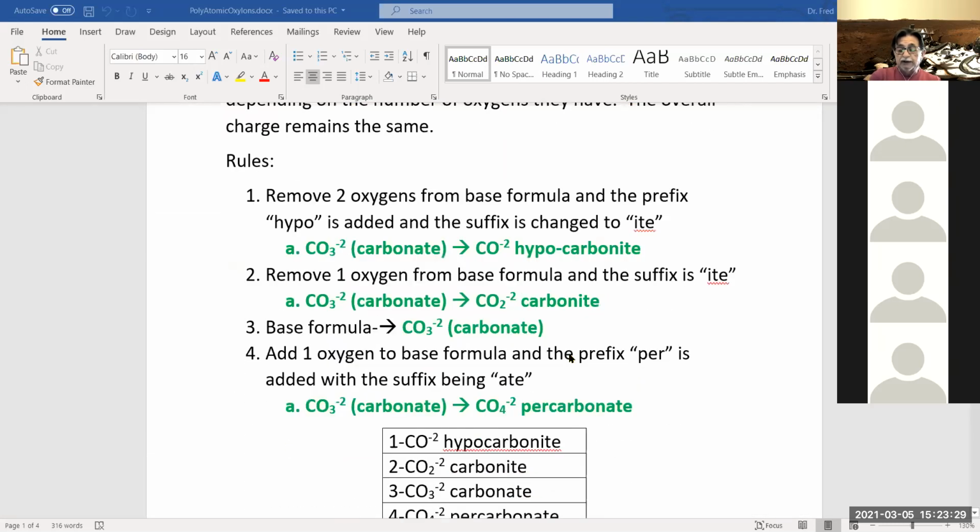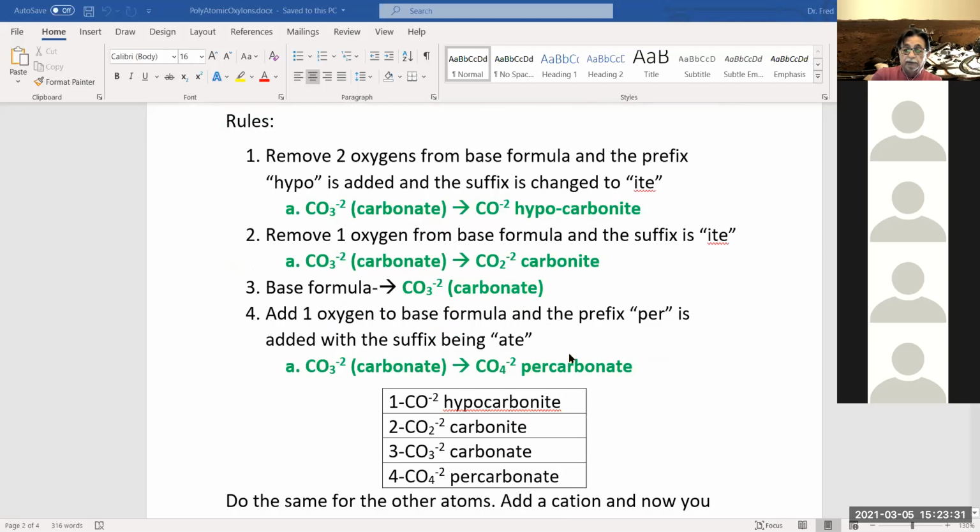And so we use the example of carbonate. So carbonate has the formula CO3 -2. That's its name in parentheses, carbonate. When it loses 1 oxygen to create what's called CO2 -2, that is called carbonite. And if it loses 1 more oxygen, it has a formula of CO -2.